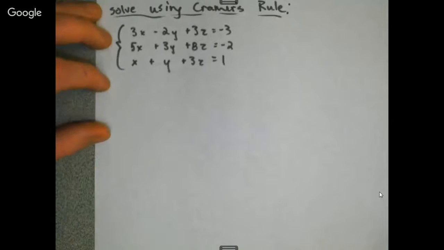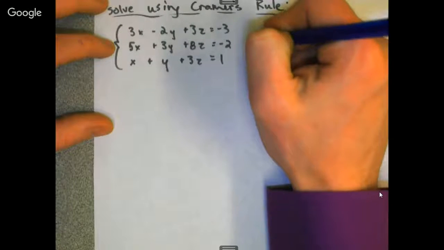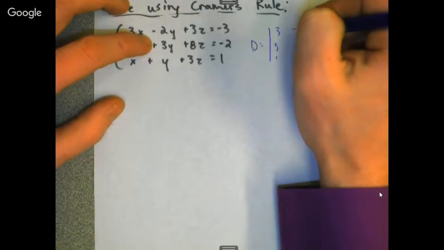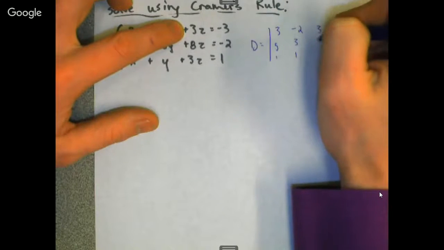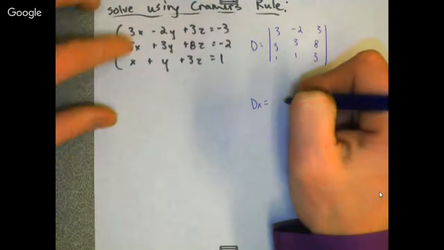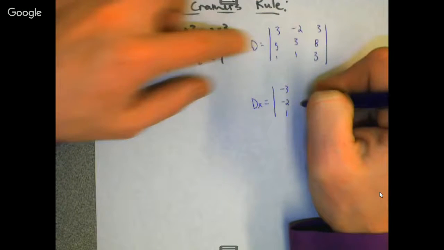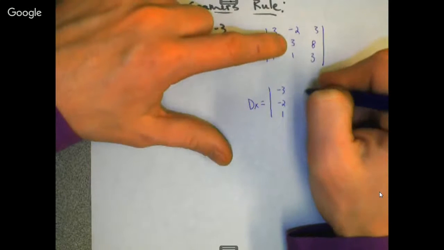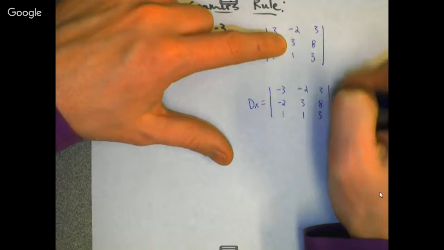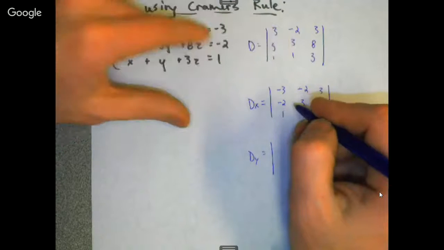Okay, let's do a 3 by 3 here. So again, we need our coefficient matrix. So 3, 5, 1, negative 2, 3, 1, 3, 8, 3. Dx. So instead of writing x's, we're going to write our answers. And then I like to go back up to this D matrix. Dy is, instead of writing y's, we now write the solutions.